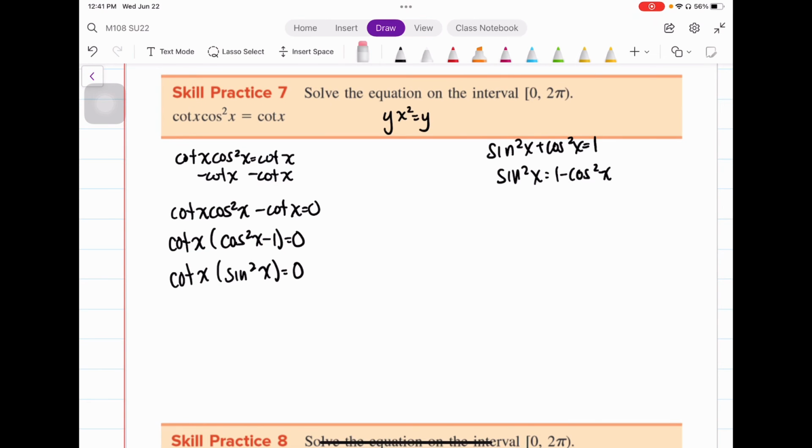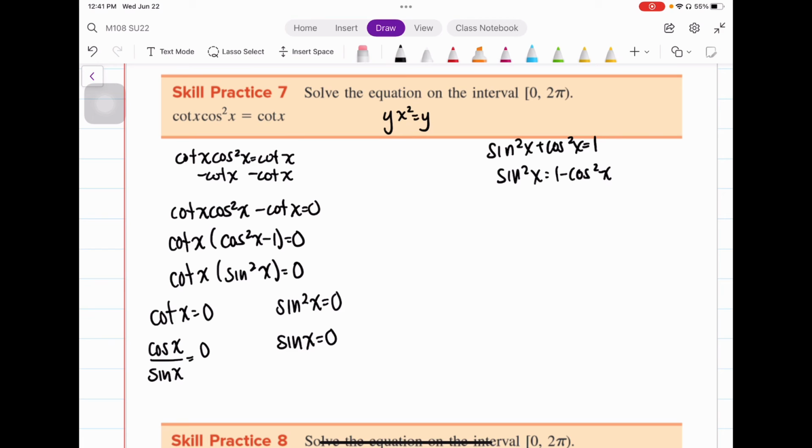I can now use the zero product property to solve these separately. I'm going to take the cotangent of x and set it equal to 0, and the sine squared of x and set that equal to 0. Cotangent is the cosine of x over the sine of x equal to 0. Sine squared of x I can square root and say sine of x equals 0. But if sine is equal to 0, cotangent is undefined.